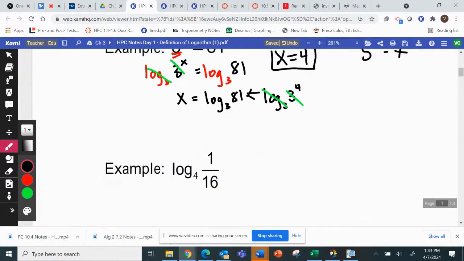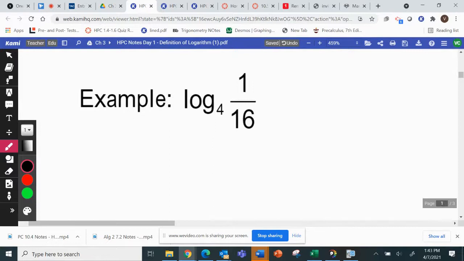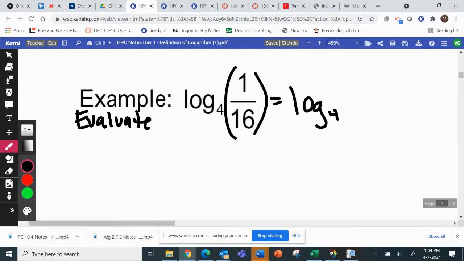Okay, the next example is a different set of directions, and I don't have the directions there. So the directions are evaluate. So we're just finding one value for this. In order to evaluate, we need the word log to go away. So what I need to do is I can't change the little base on the log, but I can change the 1/16 to 4 to some exponent. So when we do the log, we're finding the exponent.